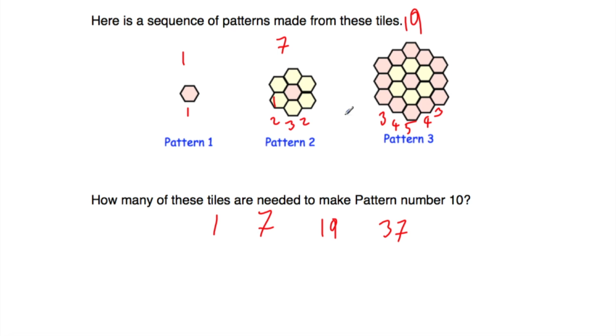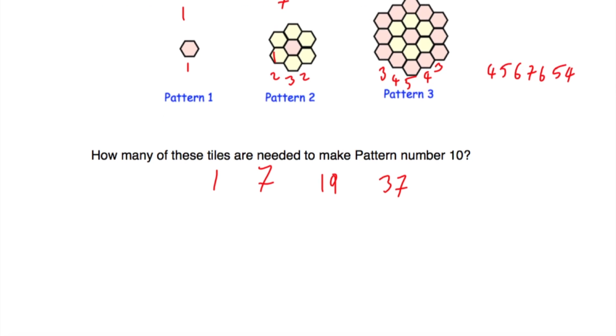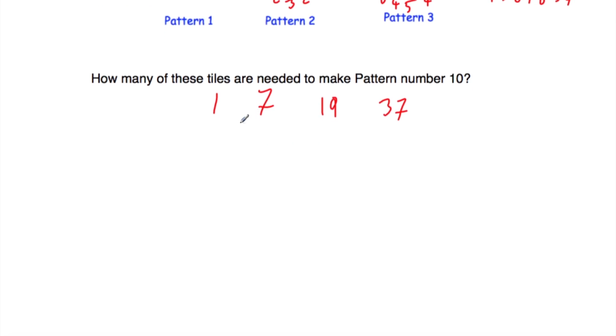So the next one would have, as you can see, it starts with 1, then 2, then 3, then it's up with 4, 5, 6, 7, 6, 5, 4, and if you add those together, you would get 37, and so on. Or you could just look at the numbers and see it's adding 6, adding 12, adding 18. Okay, so we want to find the nth term, so let's find our first differences.